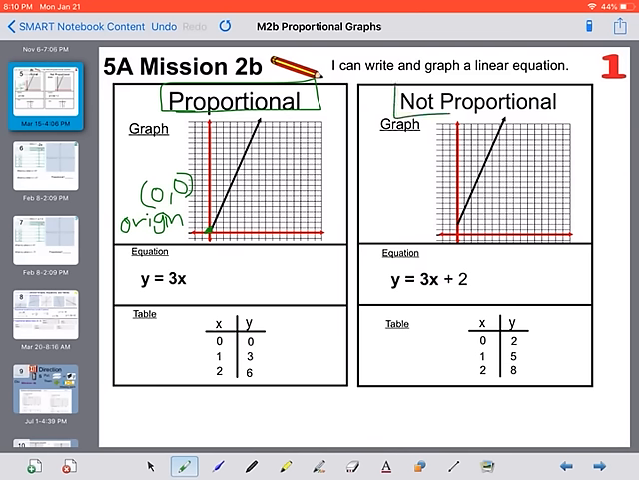A graph that is not proportional does not go through the middle. This one begins up a couple points on our y-axis. Okay, so that's the only difference between proportional and not proportional graphs.